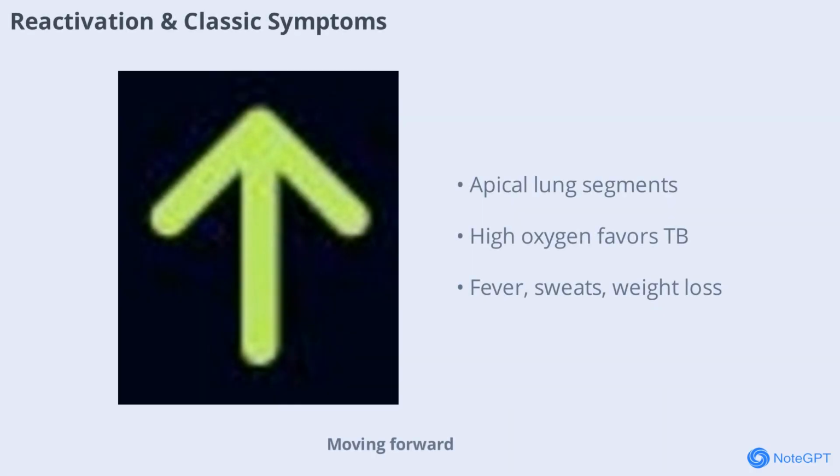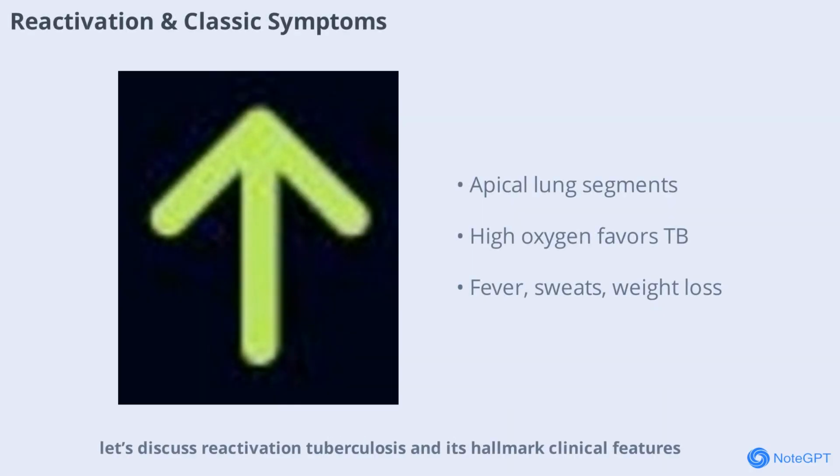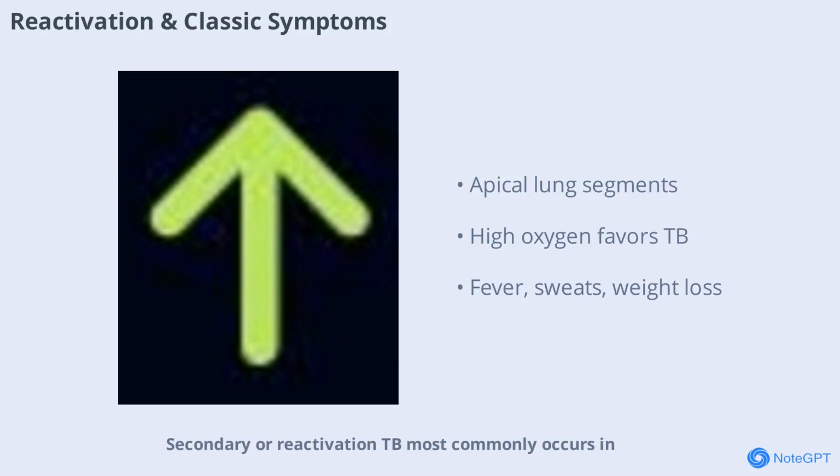Moving forward, let's discuss reactivation tuberculosis and its hallmark clinical features. Secondary or reactivation TB most commonly occurs in the apical and posterior segments of the lungs. This is because Mycobacterium tuberculosis thrives in areas with the highest oxygen tension, and the lung apices provide exactly that environment. Reactivation is often characterized by cavitation due to caseating necrosis.